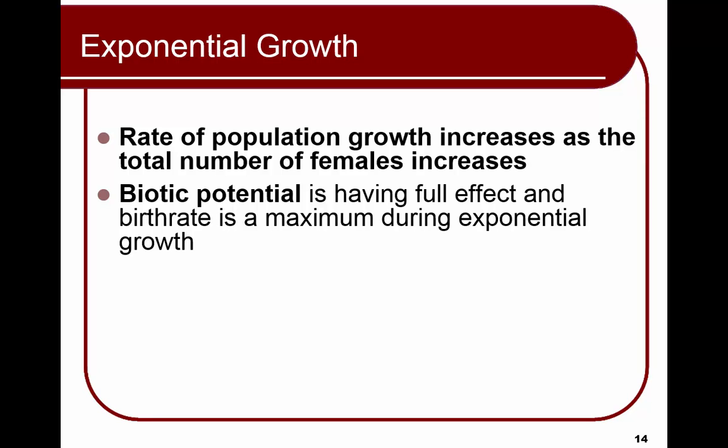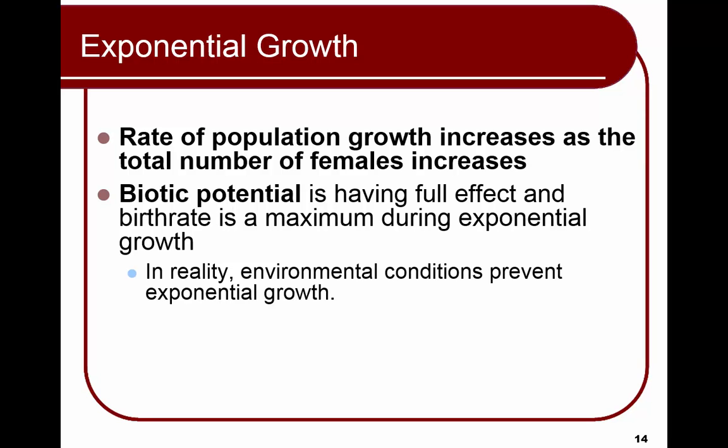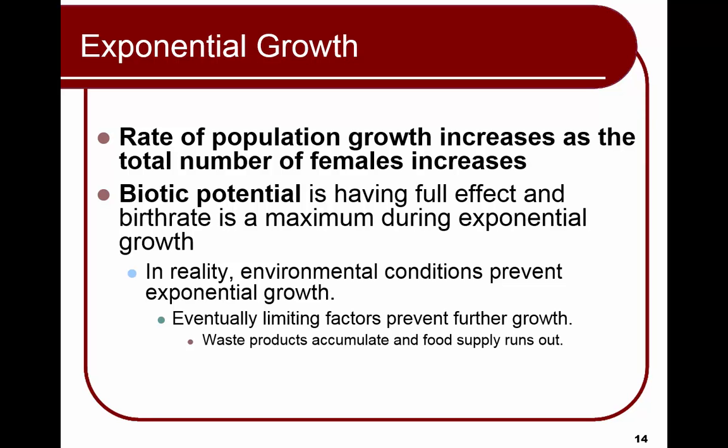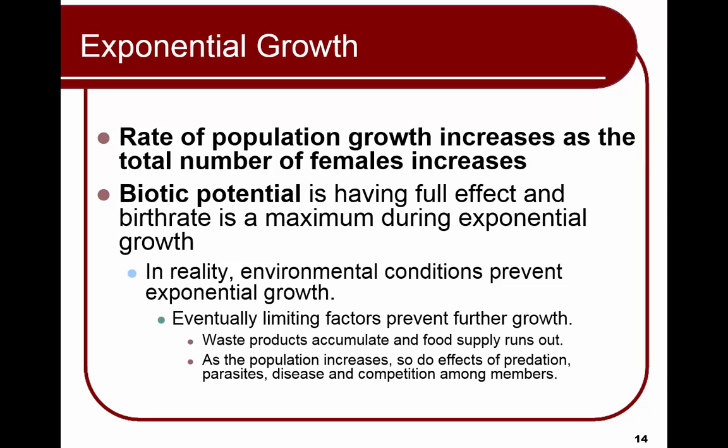And for exponential growth to continue, you've got to have plenty of habitat, food, and shelter. Environmental factors can prevent exponential growth because food can run out, waste products can accumulate, competition can go up, parasites, diseases, all those things. So that can decrease our exponential growth or even stop it.